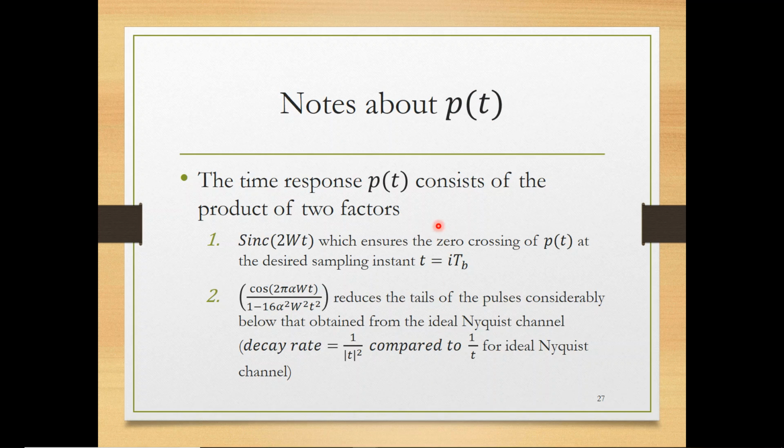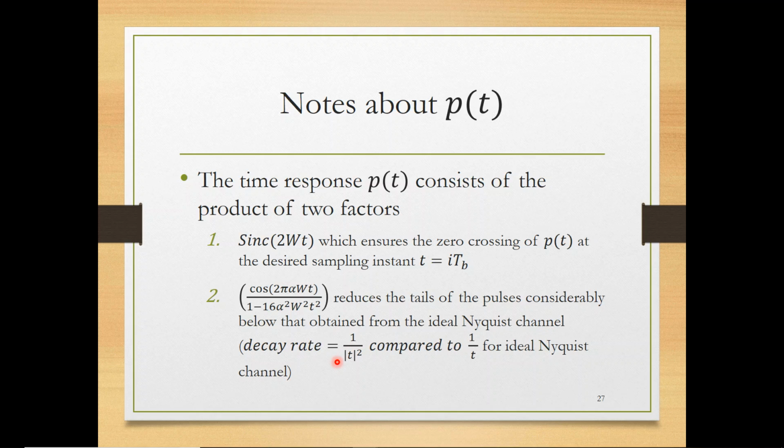The time response p(t) consists of the product of two factors, as I just mentioned before. A sinc, which is responsible for the rect shape and ensures the crossing of p(t) at the desired sampling instants t equal iTb, and another term, which is a cosine, a function of alpha and W, the bandwidth and roll-off factor. This is responsible for reducing the tails of the pulses below those obtained from the ideal Nyquist channel.